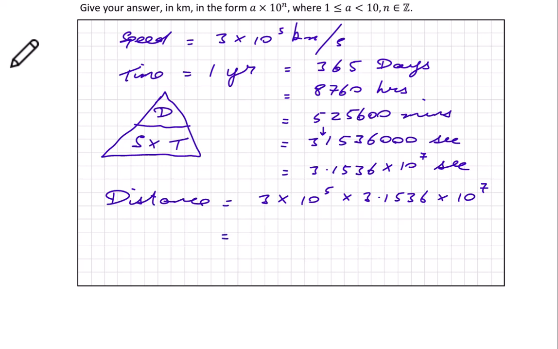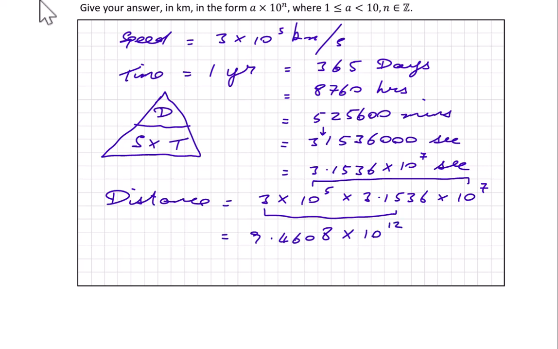Okay, so what we can do here is multiply the 3 by the 3.1536. If you do that, you get 9.4608. And then you can multiply the 10 to the power of 5 by 10 to the power of 7. So you just add the two powers. That'll give you 10 to the power of 12. And this is distance, so we're talking about kilometers here. Okay, and that's it for question 6.